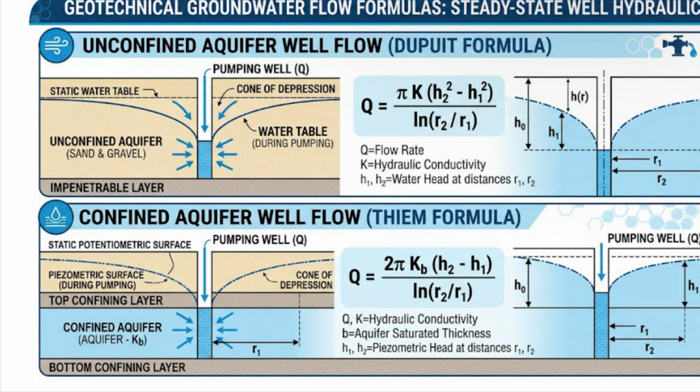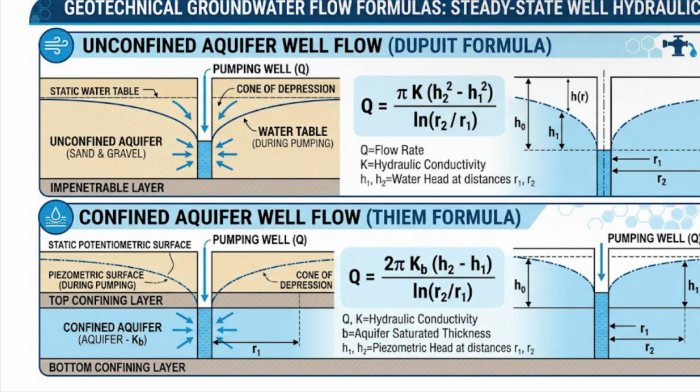In an unconfined aquifer, the upper boundary is the water table, which is free to rise and fall. When pumping occurs, the water table drops, forming a cone of depression. The Dupuit formula for this scenario accounts for the fact that the saturated thickness of the aquifer decreases as you move closer to the well. The discharge Q is proportional to the difference between the squares of the hydraulic heads, expressed as where K is hydraulic conductivity, and H represents the head at radial distances R.